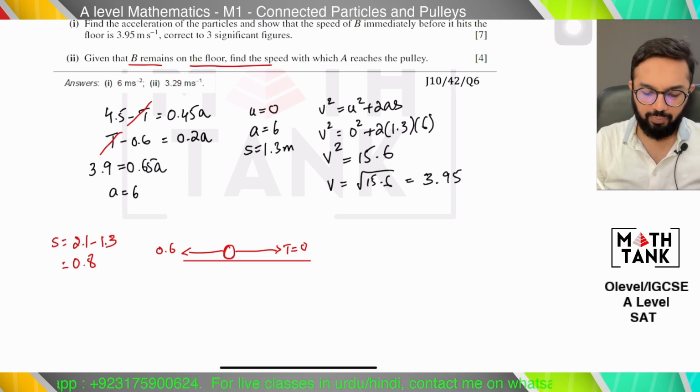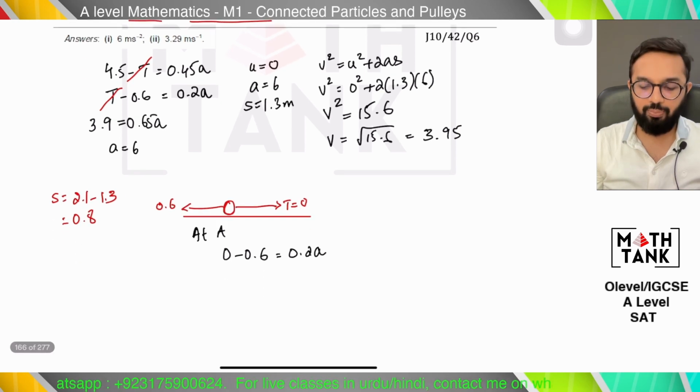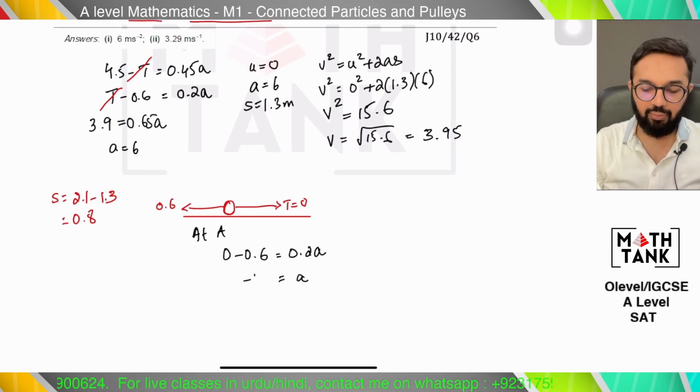So let's solve for particle A. At A, what is happening? There is zero driving force. There is a 0.6 resisting force, and the particle is still moving, which means that it must be decelerating with an acceleration of -3.